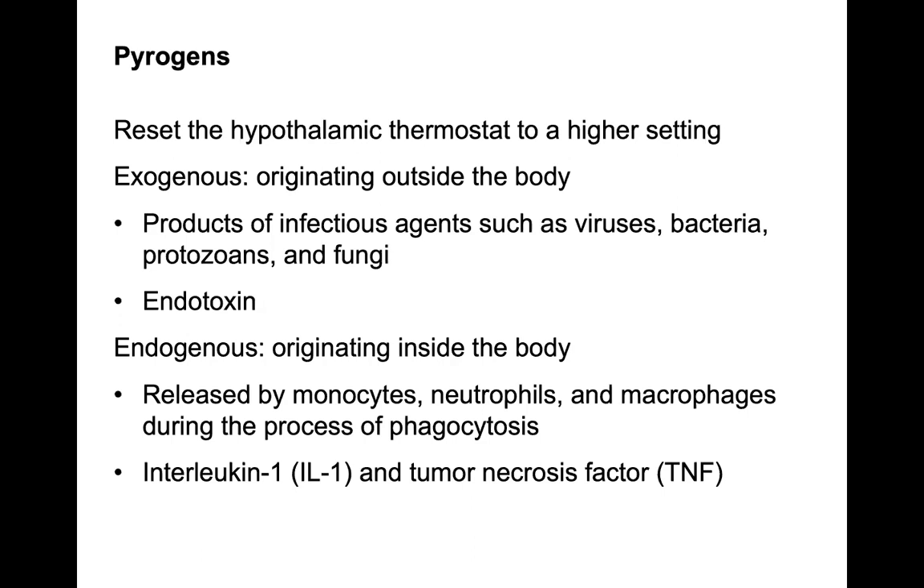Exogenous pyrogens originate outside the body, which would be products of infectious agents such as viruses, bacteria, and protozoa, or the release of endotoxins can cause pyrogens to be released. Endogenous pyrogens originate inside the body. These are released by monocytes, neutrophils, and macrophages during the process of phagocytosis, which could also cause a fever to be produced.